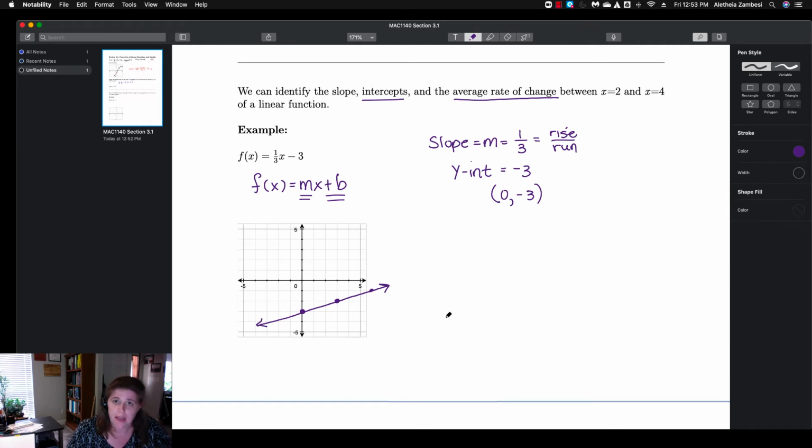Now we can find the x-intercept too by setting y equal to 0. So if we set the function equal to 0, I have 1/3 x minus 3. Adding 3 to both sides, 3 is equal to 1/3 x. Multiplying both sides by 3, I get 9 equal to x. So this is going to cross that intercept all the way down here.